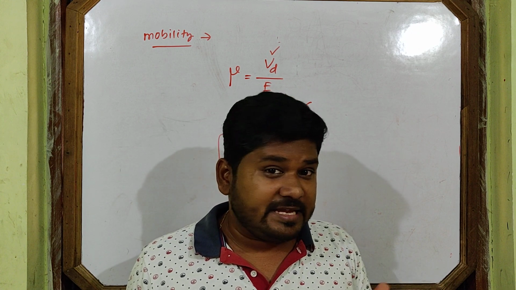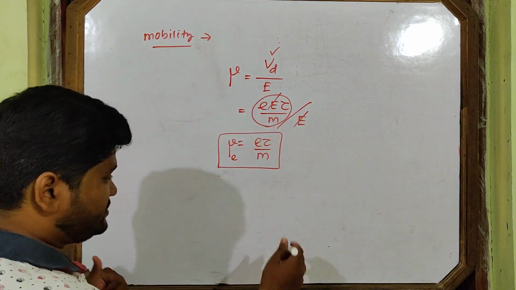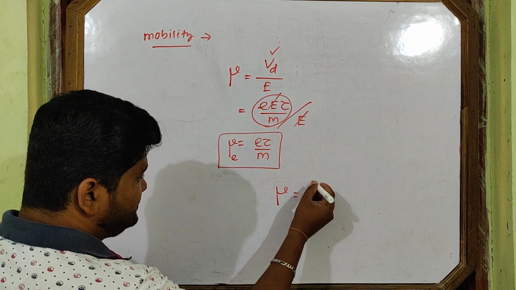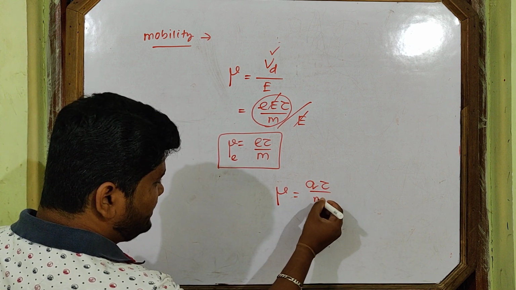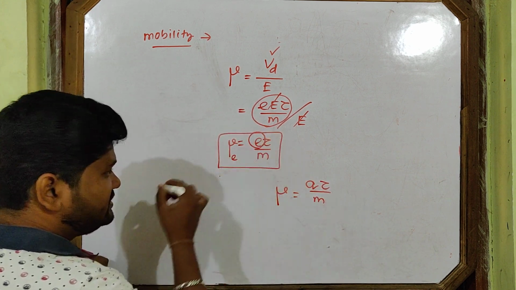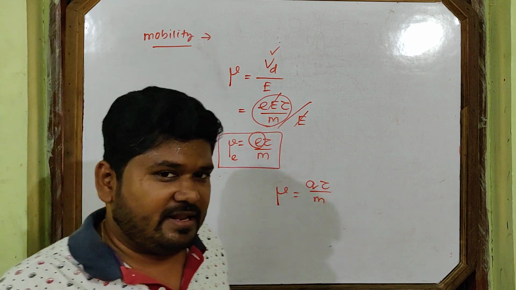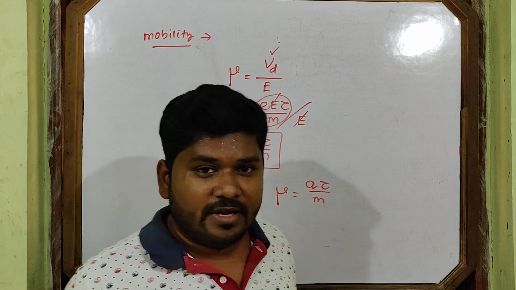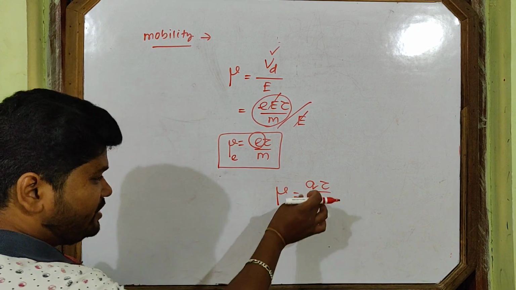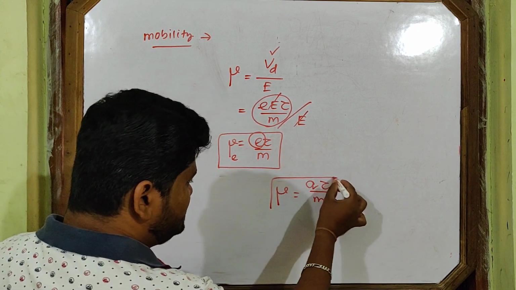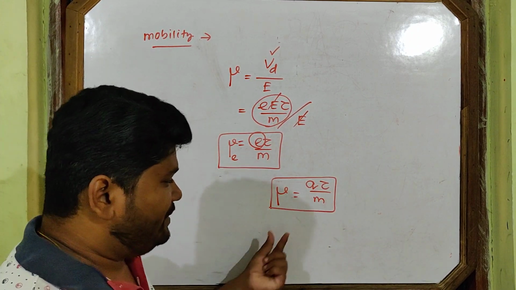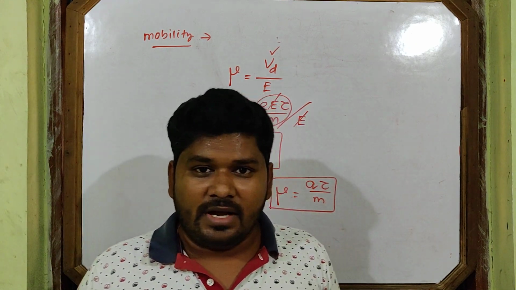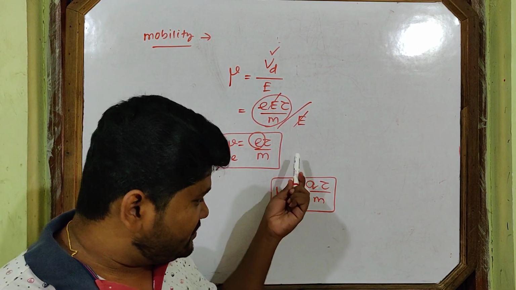But if I write the same formula for any other charge, I just generalize it: Q tau by m. This was the electron charge. If I write it for any other particle, maybe an alpha particle, maybe a proton, maybe a helium ion, then Q tau by m. So this is the general formula of mobility. I hope you understand what mobility is.